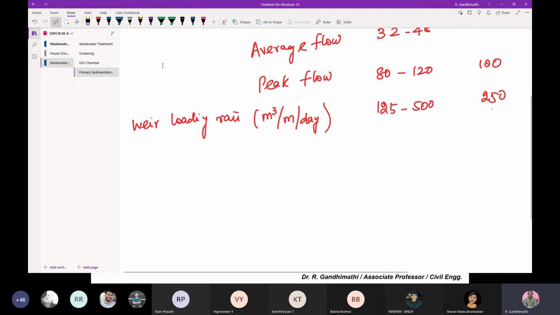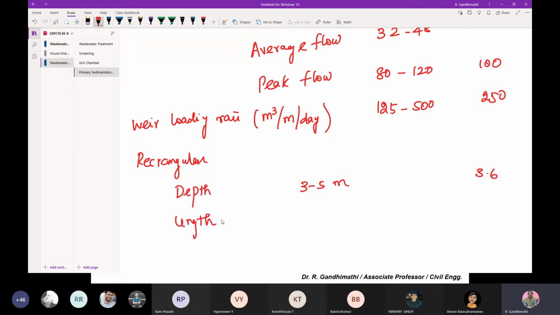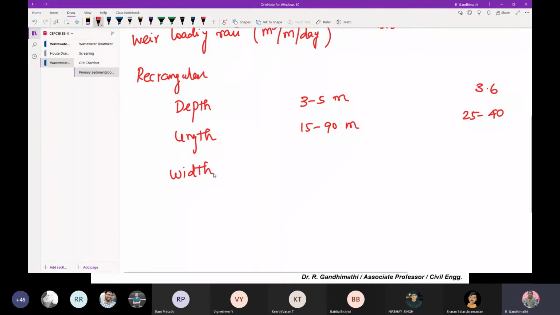These conditions like detention time, overflow rate, and weir loading rate are common for both circular and rectangular sedimentation tanks. The difference is with the length to width ratio and length to depth ratio for the rectangular and circular tanks. For the rectangular tank, the depth is from 3 to 5 meter, and the length is 15 to 90 meter. No need to mug up all those things, okay? Then some ratios you have to remember, 3 to 24, then 6 to 10.